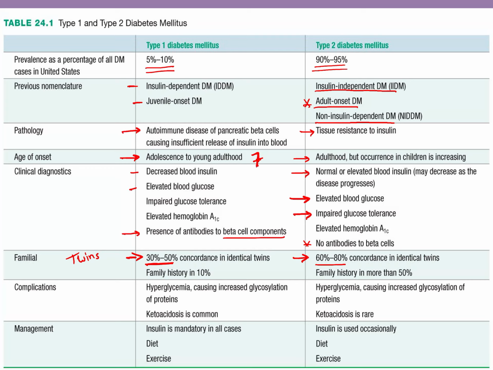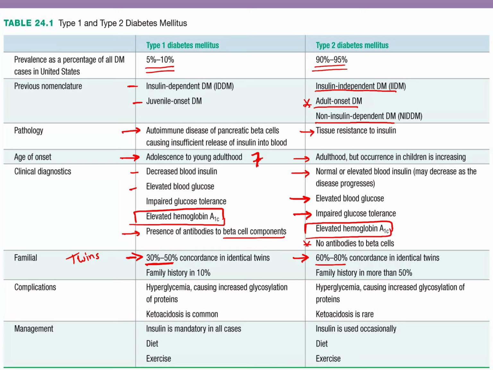And this one I skipped over, elevated hemoglobin A1C. This is in both. This is where you have high levels of glucose in your bloodstream, and the glucose actually attaches to your hemoglobin molecules inside your red blood cells. So we'll talk about that a little bit later.